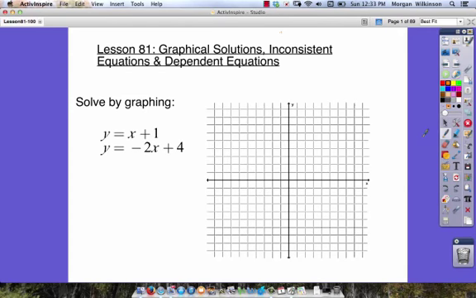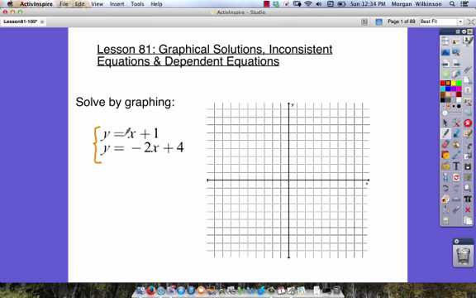Lesson number 81 is about graphical solutions, inconsistent equations, and dependent equations. Now, our questions are going to ask us to solve by graphing. And when we solve this by graphing, this is a system, so we'll have our brace here between our two equations. The first one is y equals x plus 1.